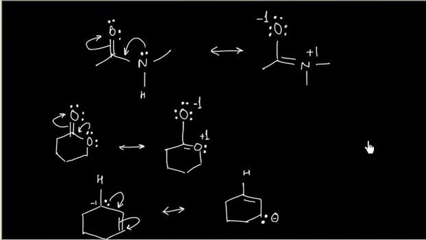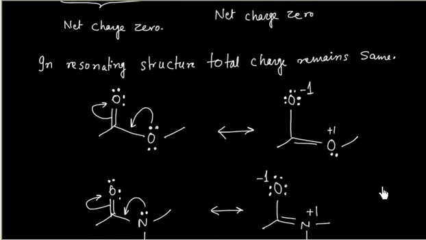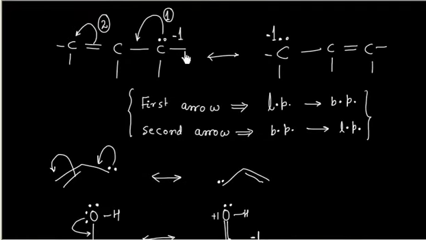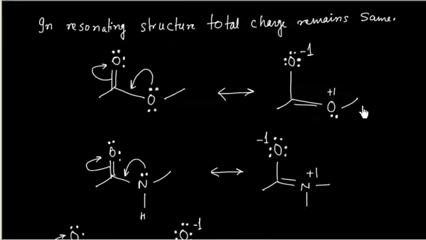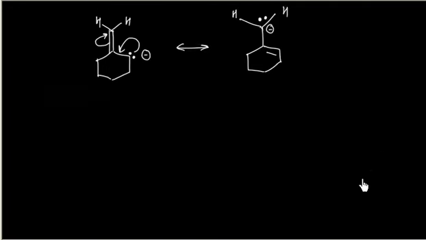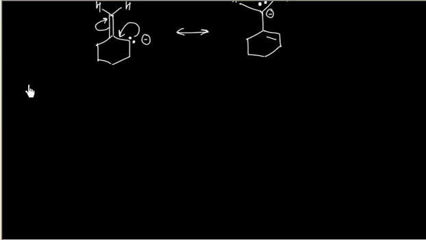So whenever we have a lone pair adjacent to a double bond, we have to follow two arrows. The first arrow will convert a lone pair into a bond pair and the second arrow will convert a bond pair into a lone pair. So this is the pattern. The next pattern we have is a positive charge adjacent to a double bond.